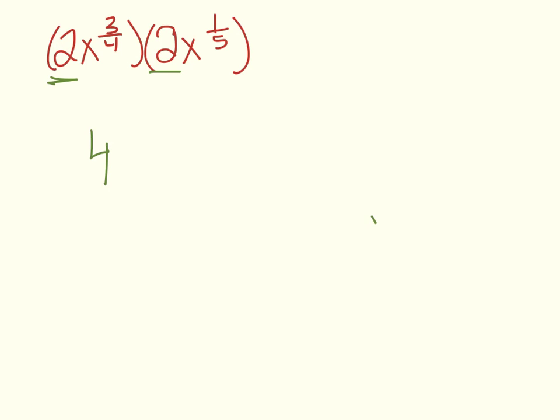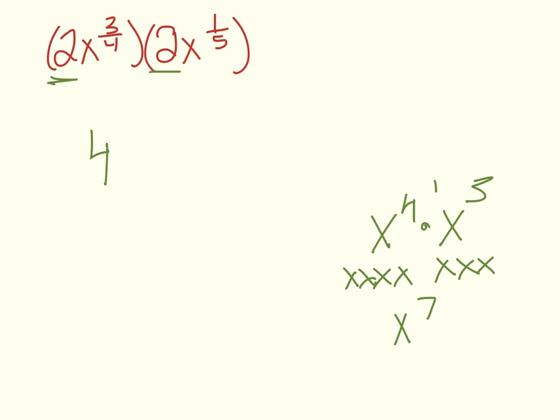Now let's go back to something we know. If I had x to the 4th times x to the 3rd, that means there's 4 x's and 3 x's for a total of 7 x's. I added my exponents. So let's do the same thing here. 3/4 plus 1/5. And I get x to the 19 over 20.